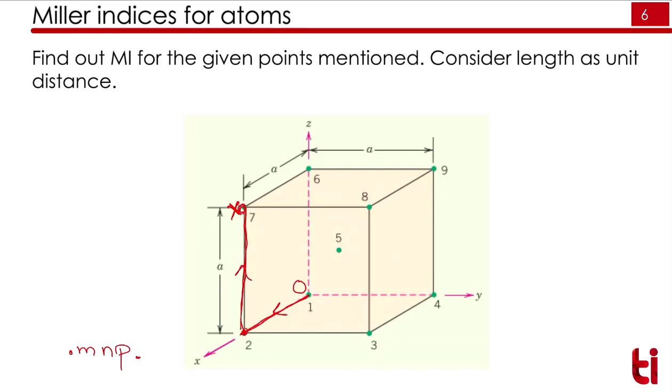So x equal to 1, y equal to 0 because I don't have to travel along y, and then z equal to 1. You have to write it in this way. So this is the Miller indices for the atom at point number 7. Similarly, you should try for other points also.